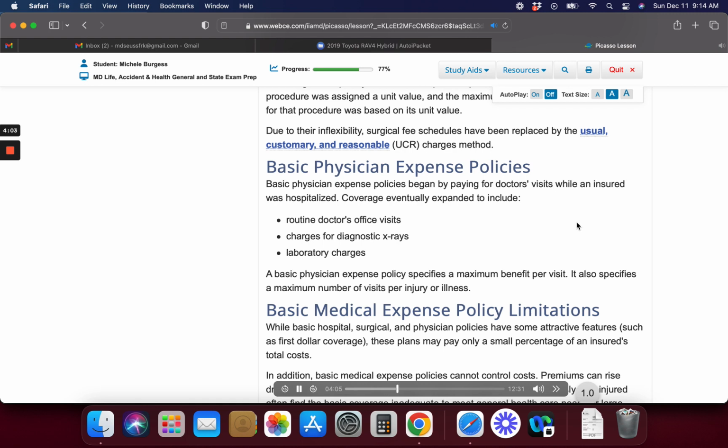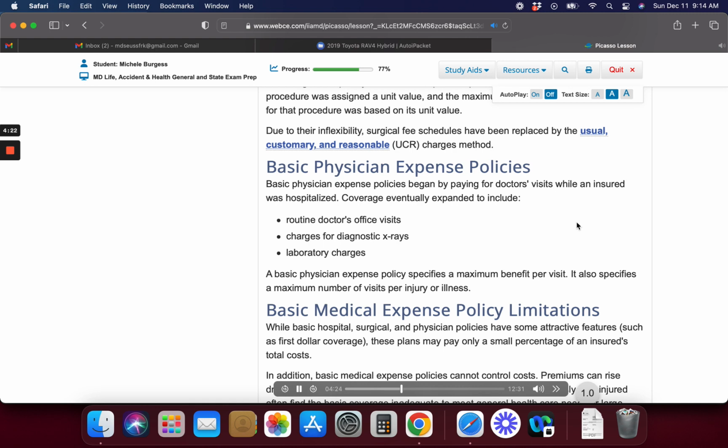Major medical insurance. Major medical insurance policies are indemnity plans that pay covered medical expenses beyond the limits of a basic medical expense plan. Through broad coverage and high benefit limits, major medical policies are better suited than basic policies for covering costly illnesses or injuries.